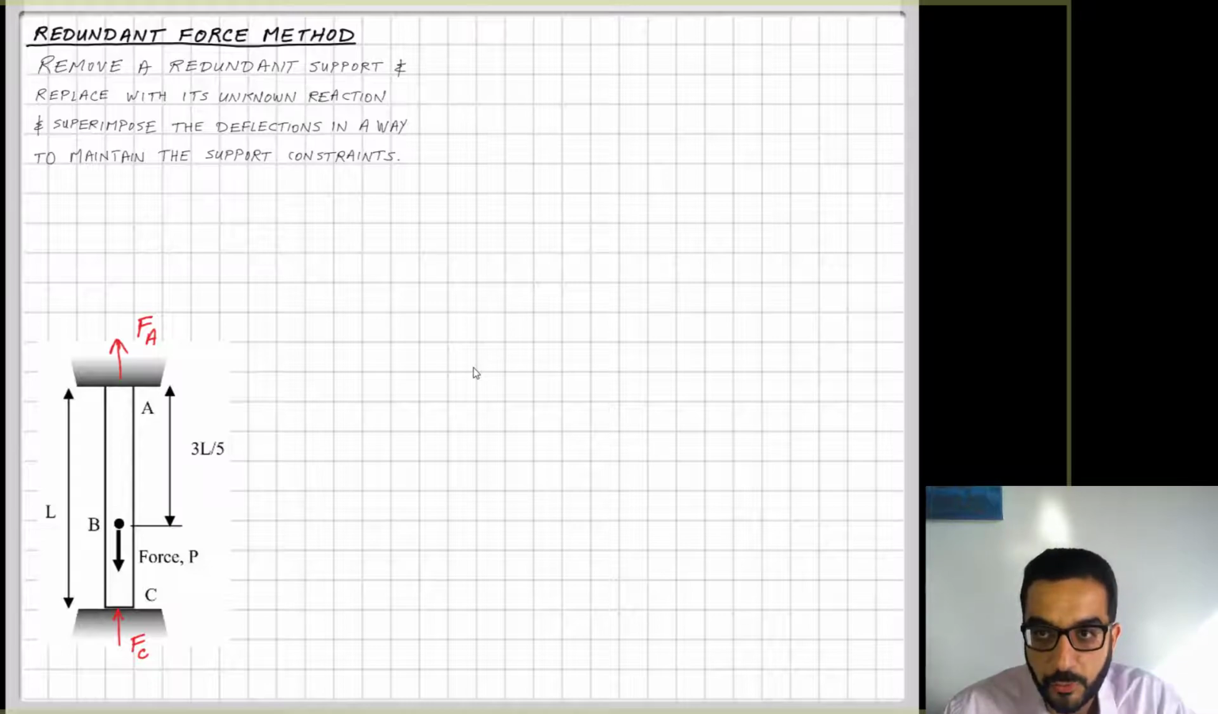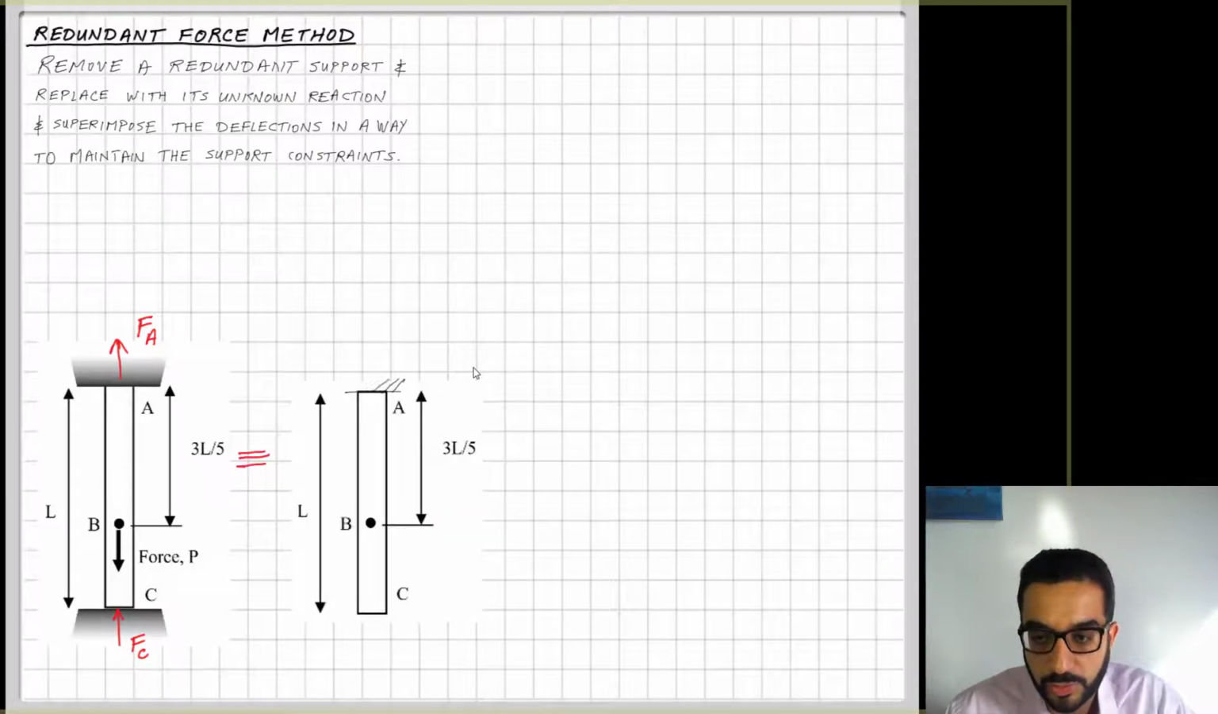The redundant force method, from its name, calls for removing a redundant support. The problem we are in is that we have too many supports in this case. So one of these supports at A or C is redundant, not actually needed. The idea is to remove one of these supports to become the redundant support. I will remove, let's say, support C.